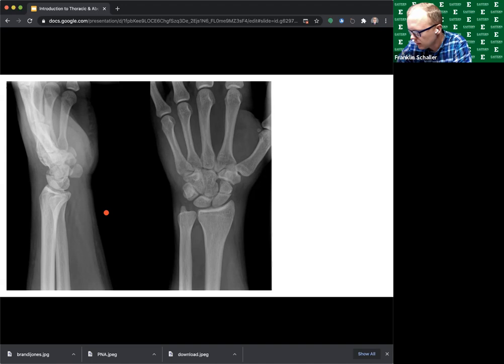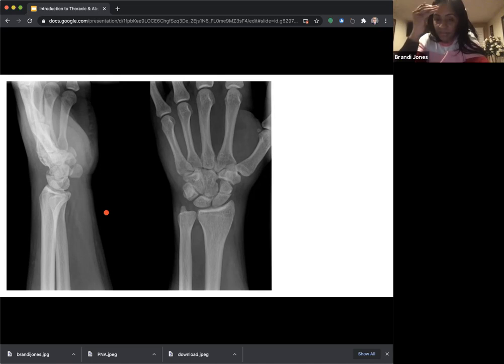So if I'm noting snuffbox tenderness and I'm thinking about the anatomy of that area, I know there's the distal radius, but there's also a bone in the hand within that anatomical snuffbox. What bone is that, Brandy? Looks like that's going to be the proximal aspect of a radius.